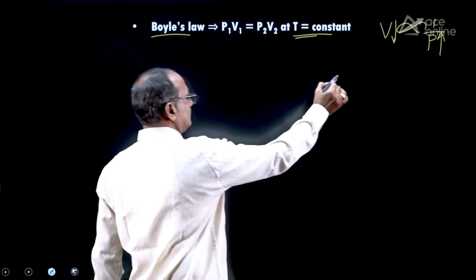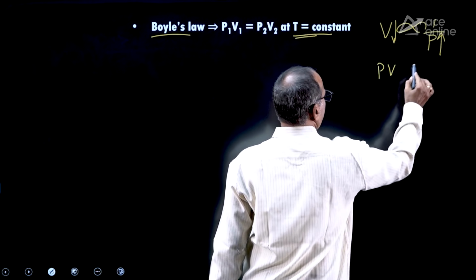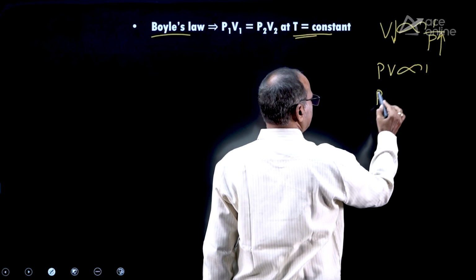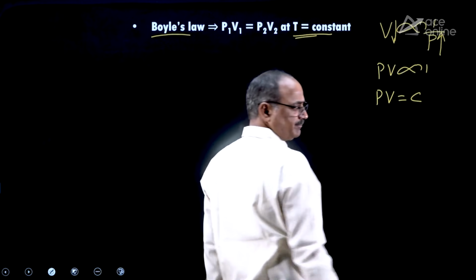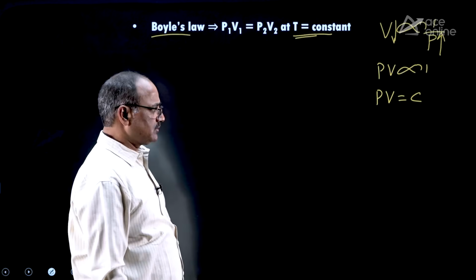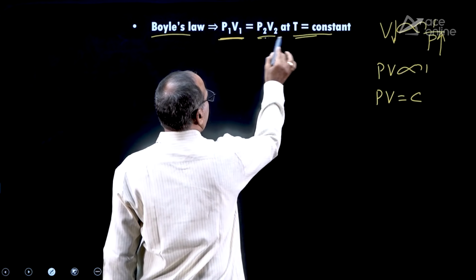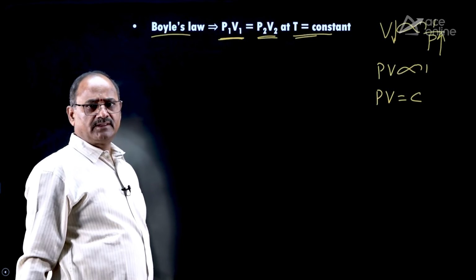From this you can write that the product of pressure and volume is proportional to 1. For eliminating the proportional limit, you put a constant, therefore PV equals a constant. The product of pressure and volume remains constant. That means the product of pressure and volume at state 1 equals the product of pressure and volume at state 2. That is Boyle's law.